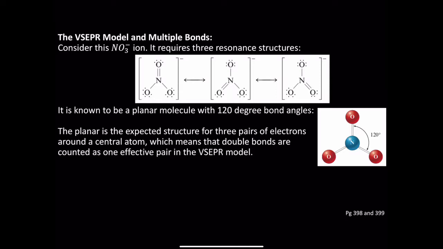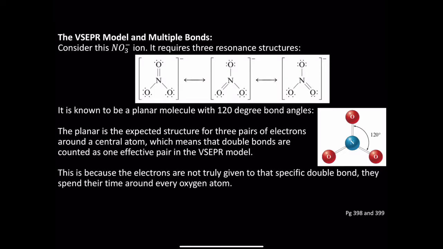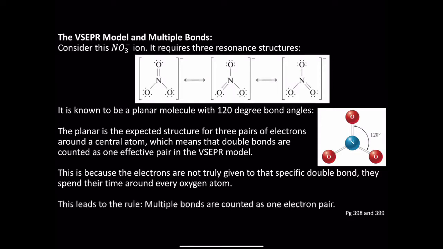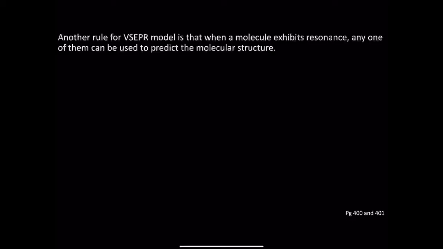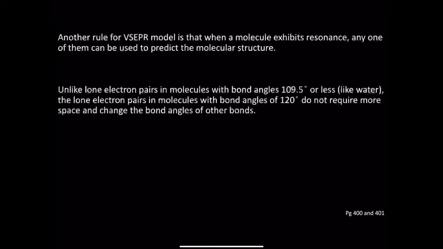So we're not looking at them as though there are more electrons in any of those bonds. They're not truly given to a specific double bond. They spend their time around every oxygen atom. And this leads to the rule that multiple bonds are counted as one electron pair. So if we were to have any of those double bonds, we still only count them as one electron pair. Here's another rule for the VSEPR model: when a molecule exhibits resonance, any one of them could be used to predict the molecular structure.